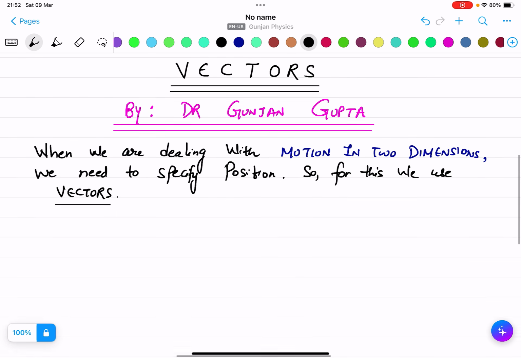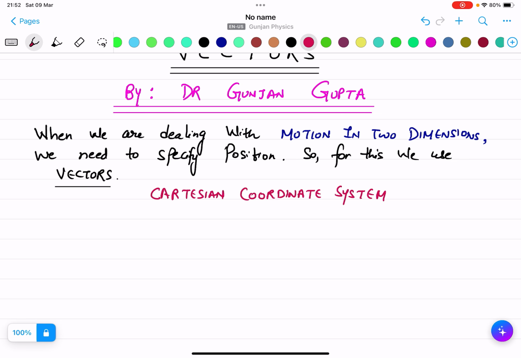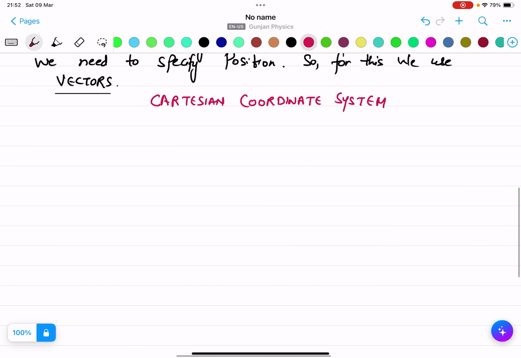Okay, so to specify the position we need to use a Cartesian coordinate system. We all know the Cartesian coordinate system. It is basically the x and the y axis. So this is my x axis and this is my y axis, right?